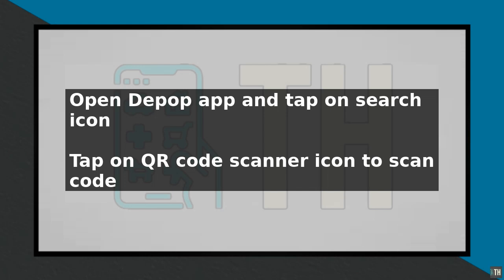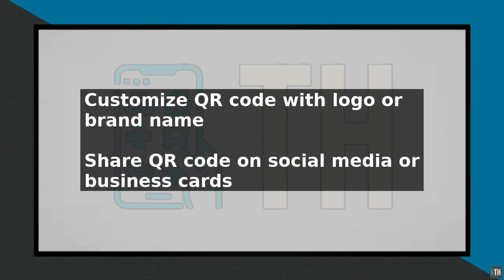Depop profile page. Best practices for using Depop QR code include sharing it on your social media platforms, adding it to your business cards or flyers, and displaying it at events or markets. You can also customize your QR code by adding your logo or brand name to make it more recognizable.